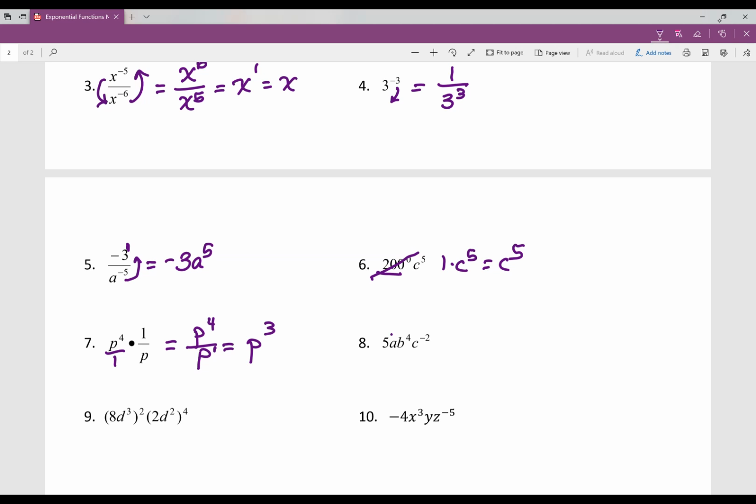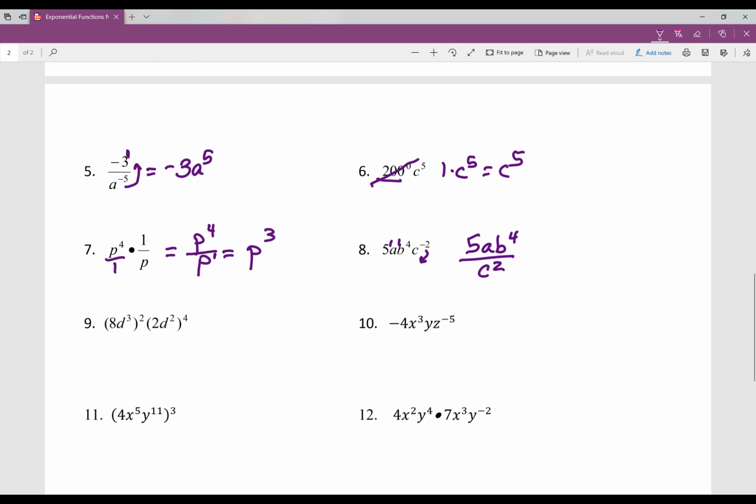Now, 5 has a power of 1, A has a power of 1, B has a power of 4, and C has a power of negative 2. Well, this power is positive, this power is positive, this power is positive, but this power is negative. So this is the only thing that has to be fixed because we don't want to have any negative exponents. So everything else is going to stay where it's at, and the C is going to flip to the denominator.